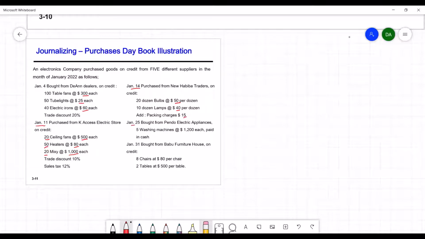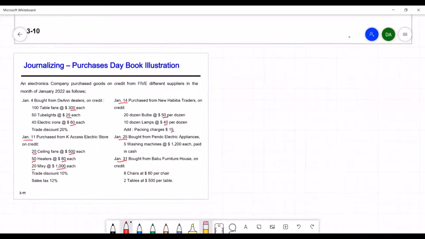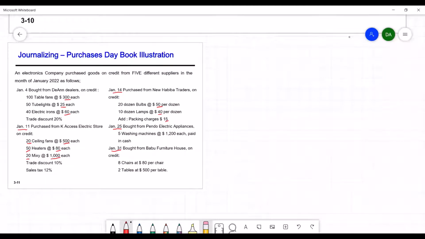On 25th January, bought from Pendo Electric Appliances, 5 washing machines at 1,200 each, paid in cash. On 31st January, bought from Babu Furniture House on credit, 8 chairs at 80 per chair and 2 tables at 500 per table. Now, the question requires preparation of purchases journal. And therefore, to answer it, we will be required to prepare purchases journal.